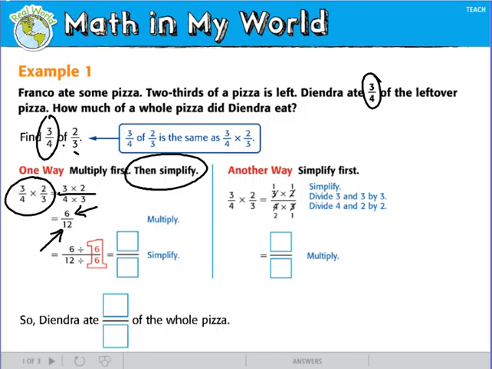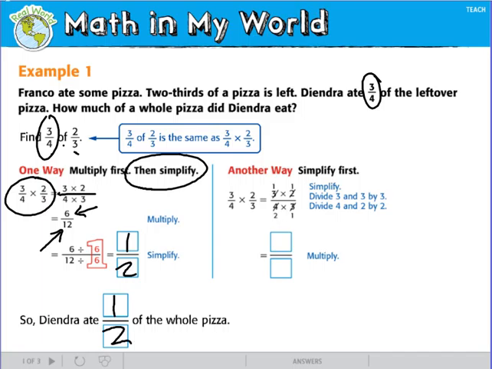So we need to simplify. Okay? So 6/12 can be divided by 6. 6 divided by 6 is? 1. 12 divided by 6 is? 2. So our answer is? 1/2. She ate 1/2 of a whole pizza.